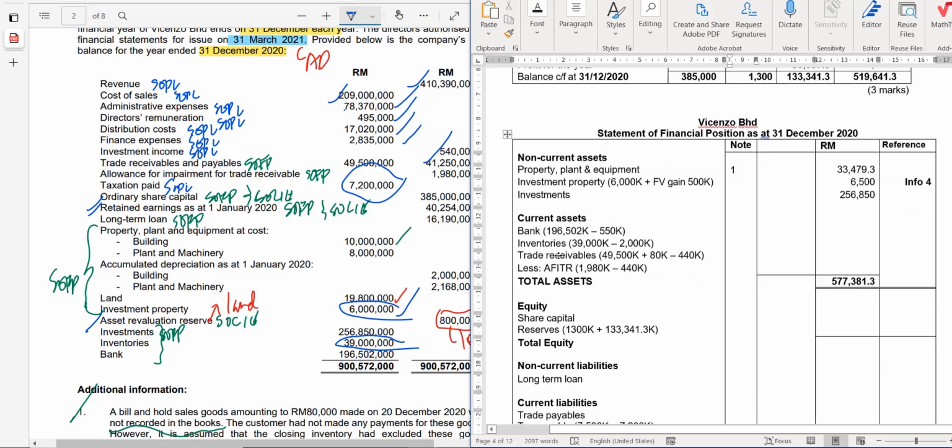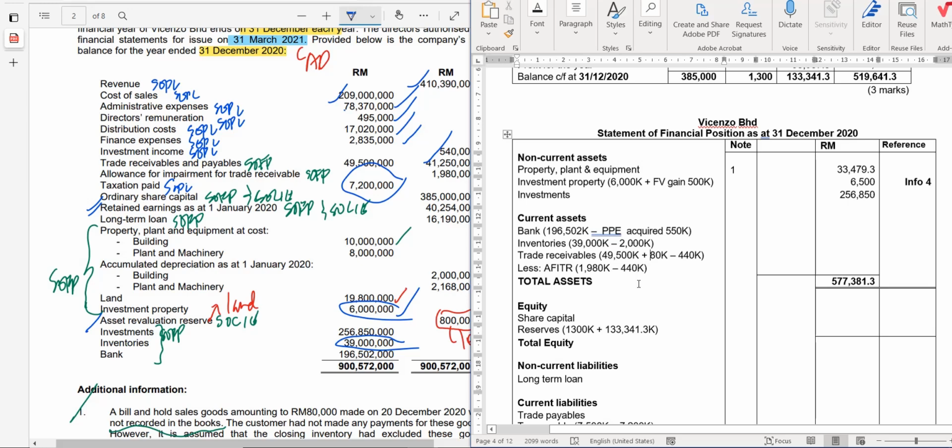Next one is the bank balance is 550. This is actually from the PPE that you acquired, right? You acquired the PPE, so that was the reason it has reduced. The inventory, this is due to the write down.